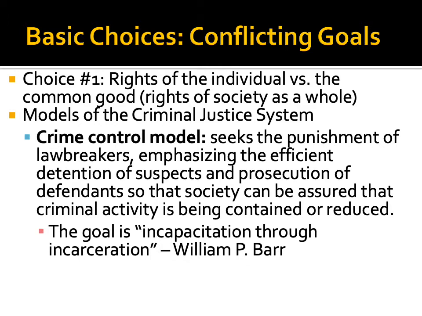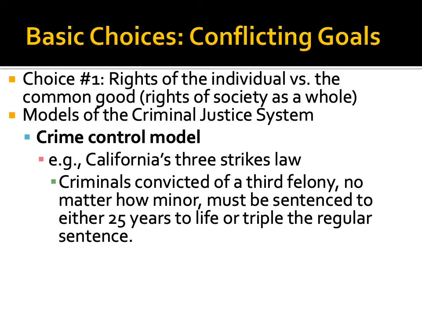If the police break into somebody's house without a warrant, search it, and find out that they have a lot of criminal paraphernalia in the house or something, who cares if there wasn't a warrant? They shouldn't have been doing something bad in the first place, right? And so we need to punish them for it because they've done something wrong. Now, an example of this crime control model is California's three strikes law, right? Once criminals are convicted of a third felony, no matter how minor, they must be sentenced to either 25 years to life or triple the regular sentence for that felony.